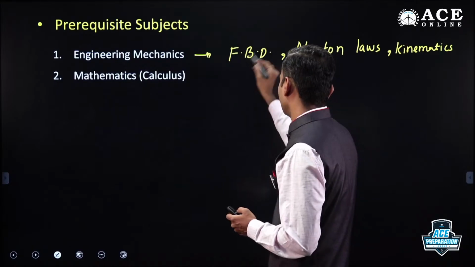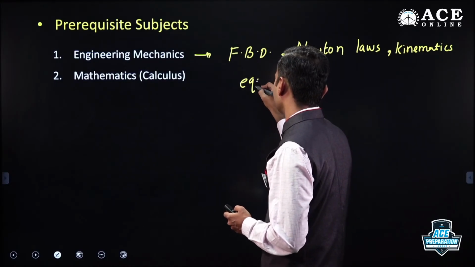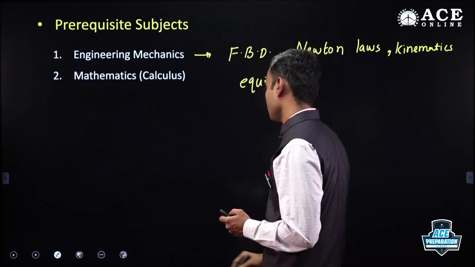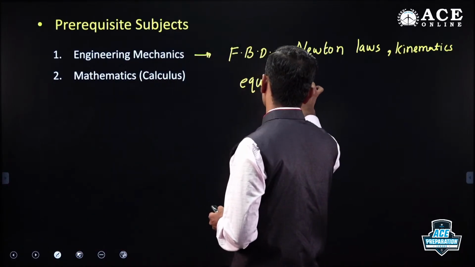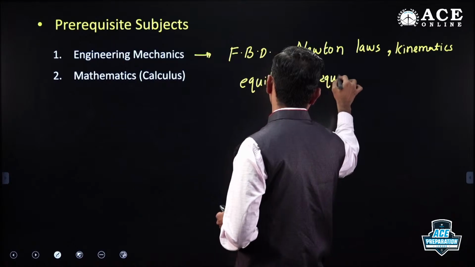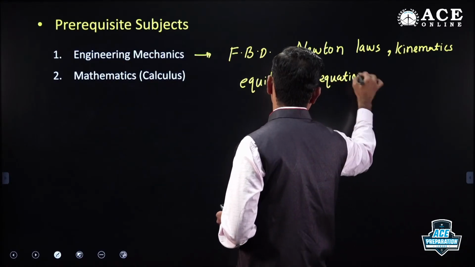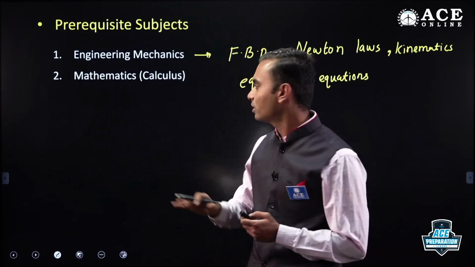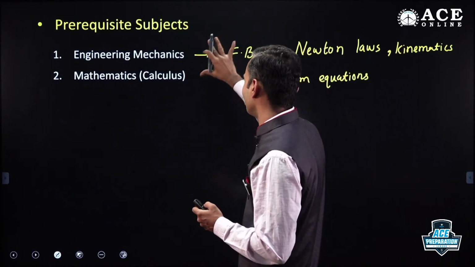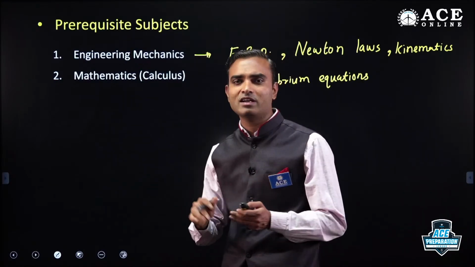Yeah, of course, equations of equilibrium also we will be using. Equilibrium equations means summation of Fx equal to 0, summation of Fy equal to 0, summation of moments equal to 0. So those things we are going to use. So this is basics of engineering mechanics. It is required in fluid mechanics.